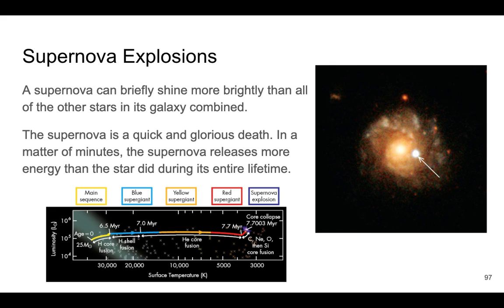So in just a few minutes, as the supernova is exploding, it's going to release more energy than the star did during its entire lifetime. So this star has lived for 7.7 million years. It's a very high mass star, and that's short for the life of a star. But it released a lot of energy in 7.7 million years. And then in the next several minutes, it's going to release even more energy in the instant of its death. So yeah, quick and glorious.